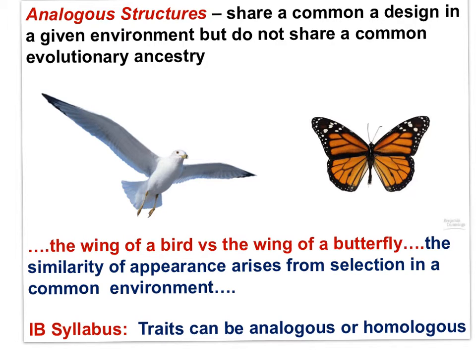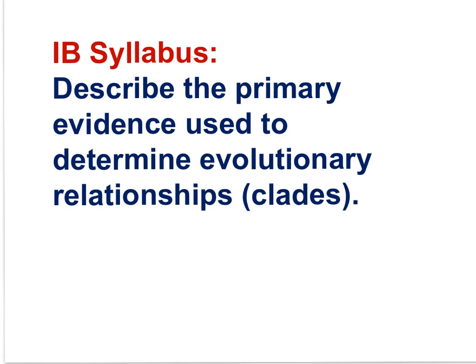Cladistics is meant to understand the true evolutionary history of species, species that have common ancestry. DNA base sequences or amino acid sequences are much better evidence of common ancestry than the use of morphological characters. Thus, that brings me to the next IB syllabus statement. Describe the primary evidence used to determine evolutionary relationships, clades.